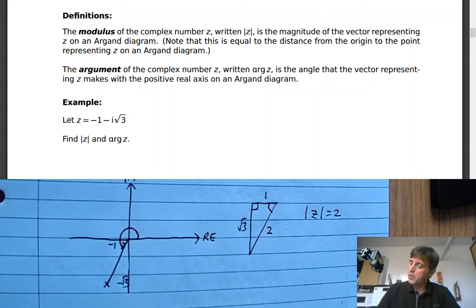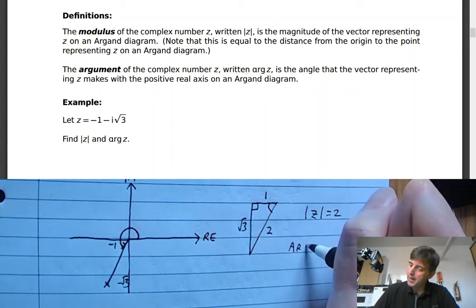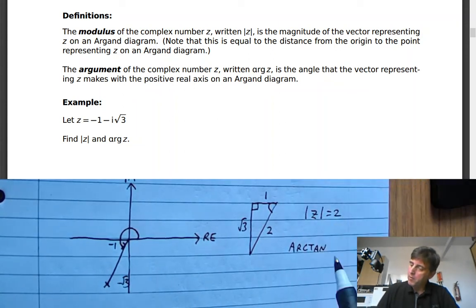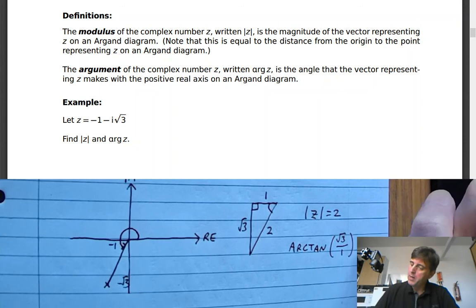Now you might recognize this triangle, but if not, we can do arctan, or inverse tan, of the opposite over the adjacent, which is root 3 over 1 here. And in radians, you might recognize that that would be pi over 3.